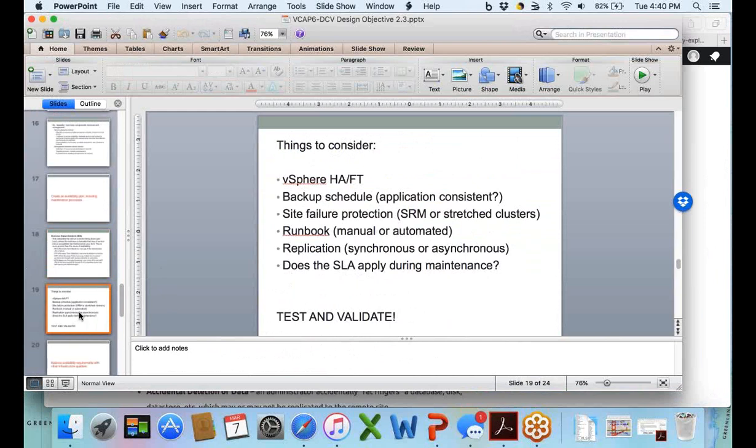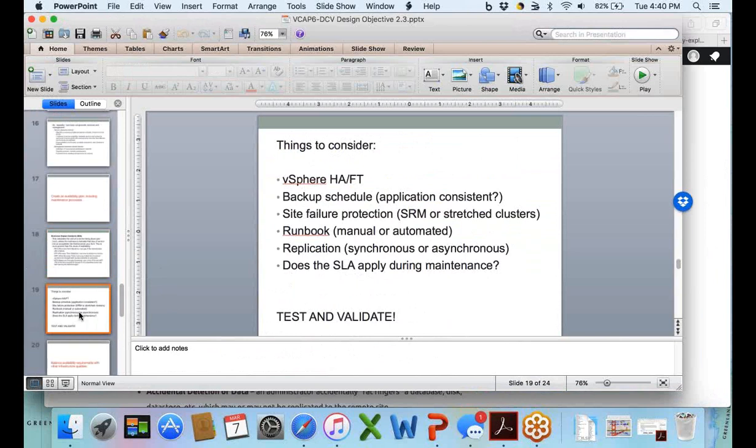Am I going to use stretched clusters? With that, you're looking at potentially synchronous replication, and you've got a distance limitation of 100 kilometers for stretched clusters. Or do I want to use Site Recovery Manager? Or do I want to have, for example, 2 physical sites that are both active and we're load balancing across sites? I can do that as well. How often am I backing up my virtual machines?